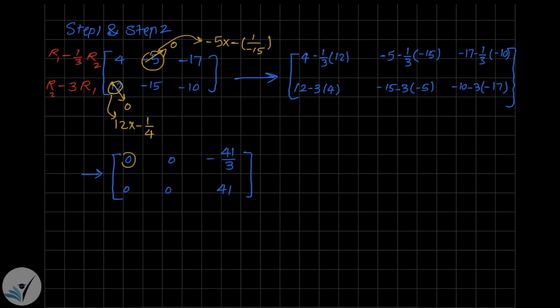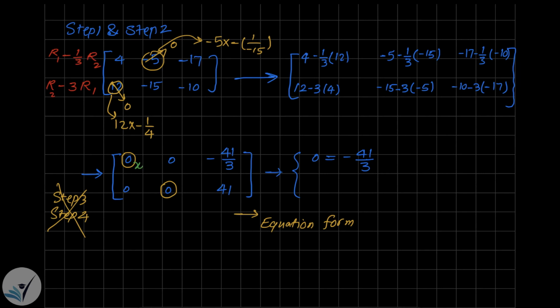Because these two elements here and here are 0, we don't need to implement step 3 and step 4. And we just need to transform this matrix to an equation form. And the equation form would be 0 equals negative 41 divided by 3. And the reason is that the multiplier of x is 0 and the multiplier of y is 0 on the first row. And on the second row also is the same. The multiplier of x is 0 and the multiplier of y is 0. So on the second row, we also have 0 equals 41. And as you can see, this is an impossible answer.